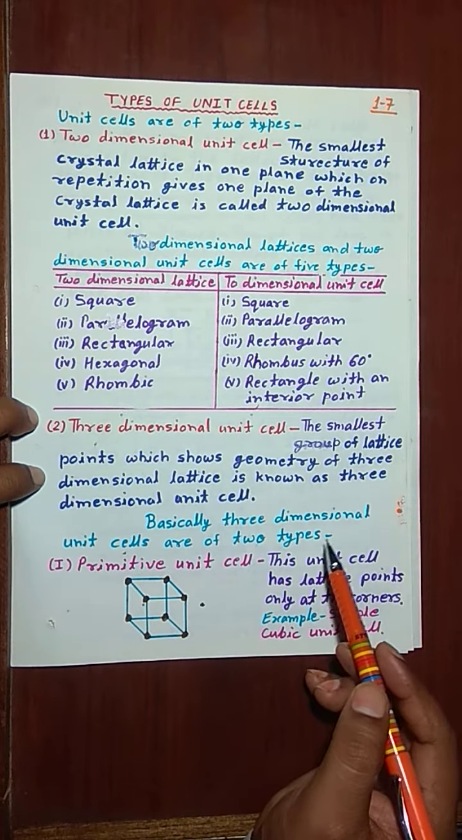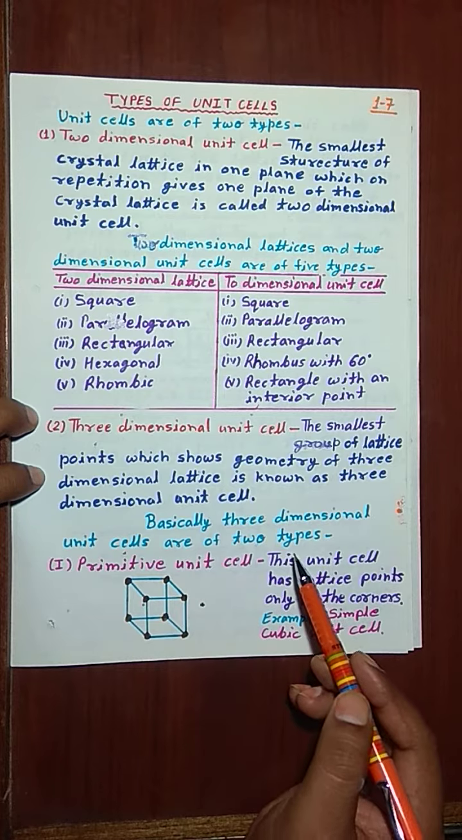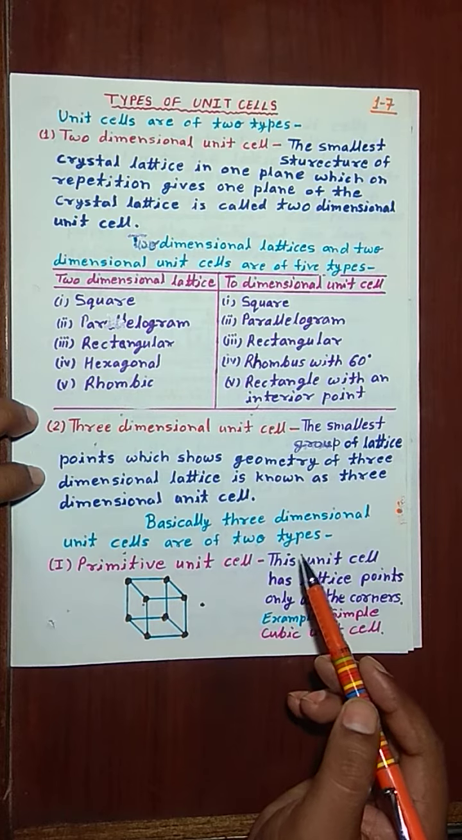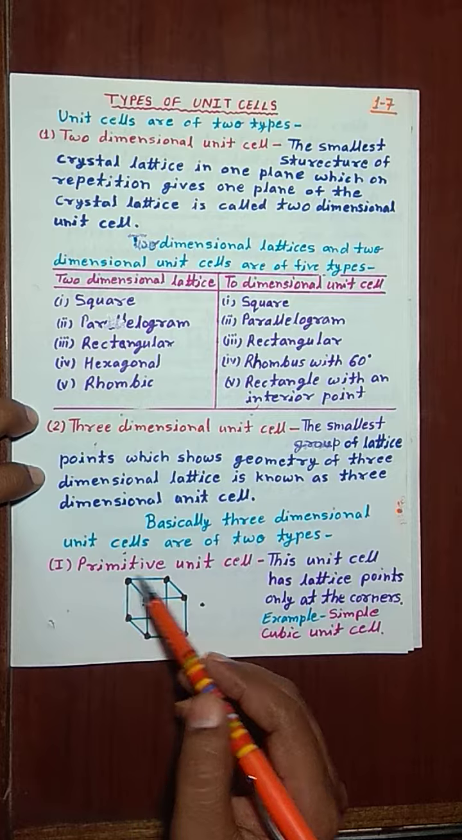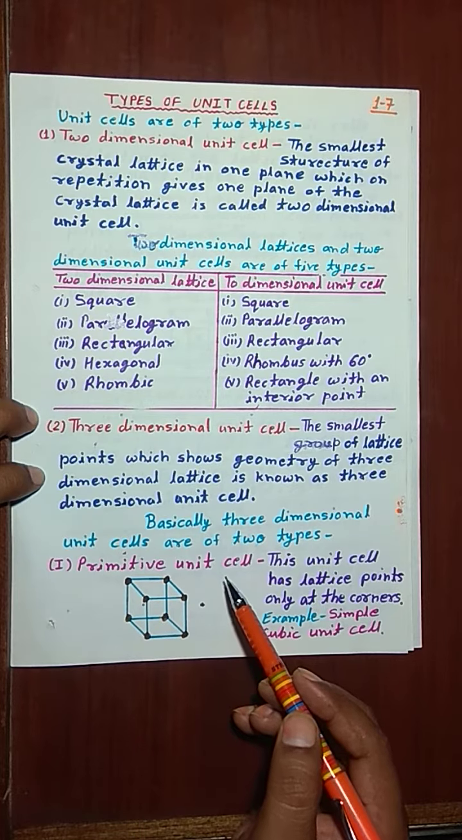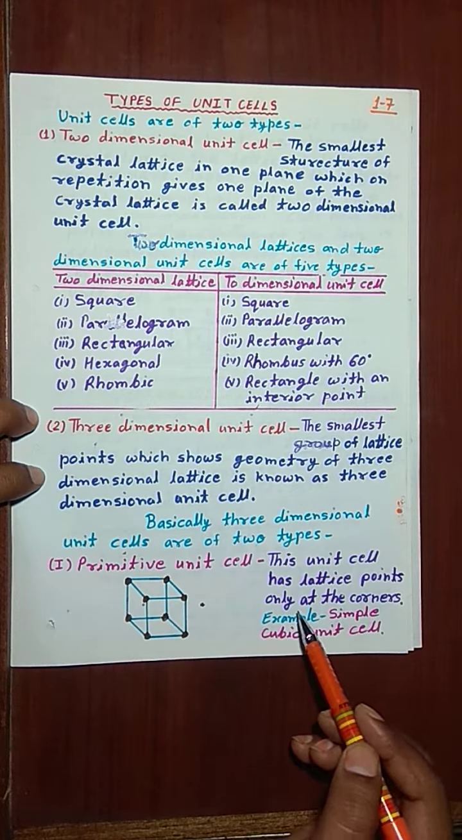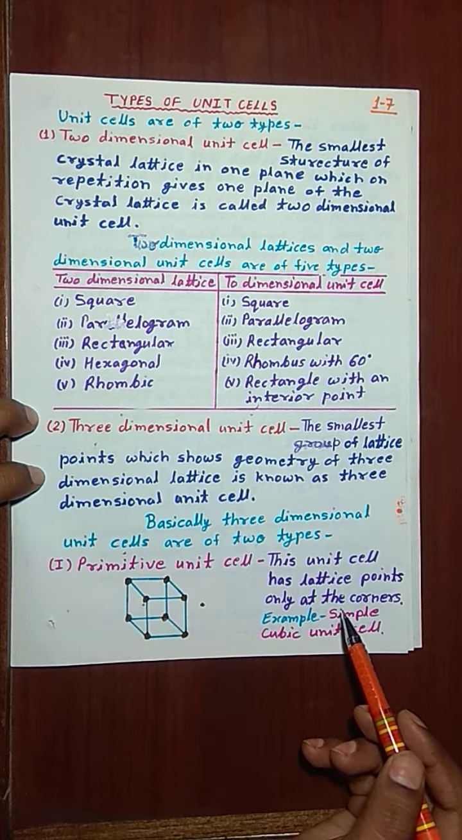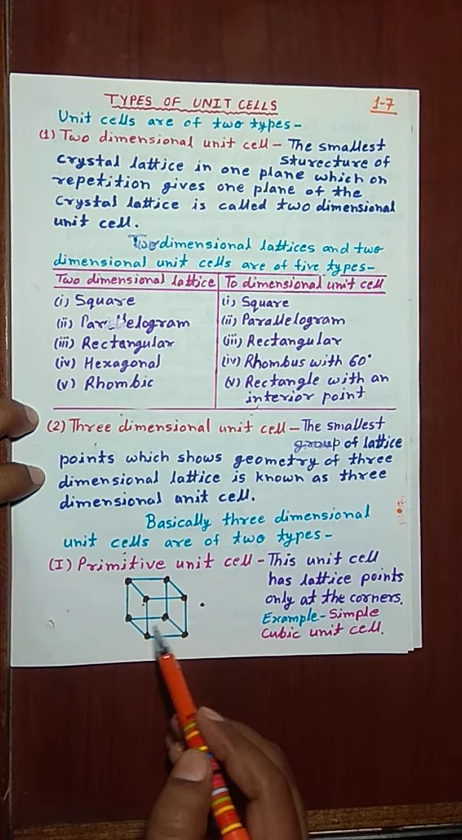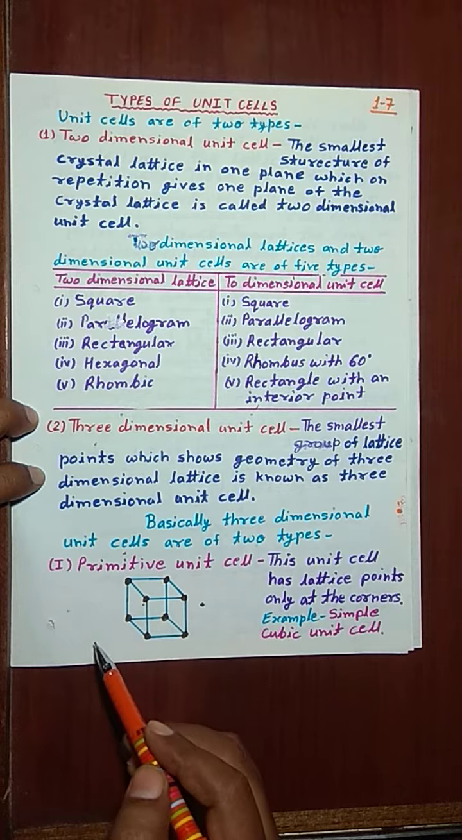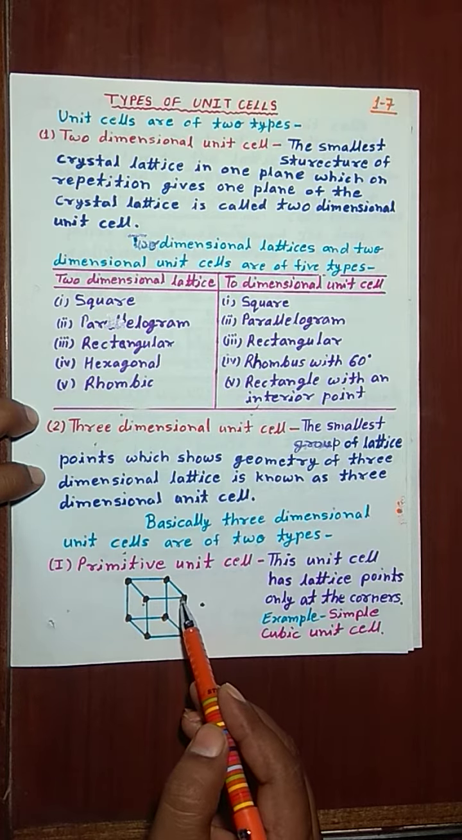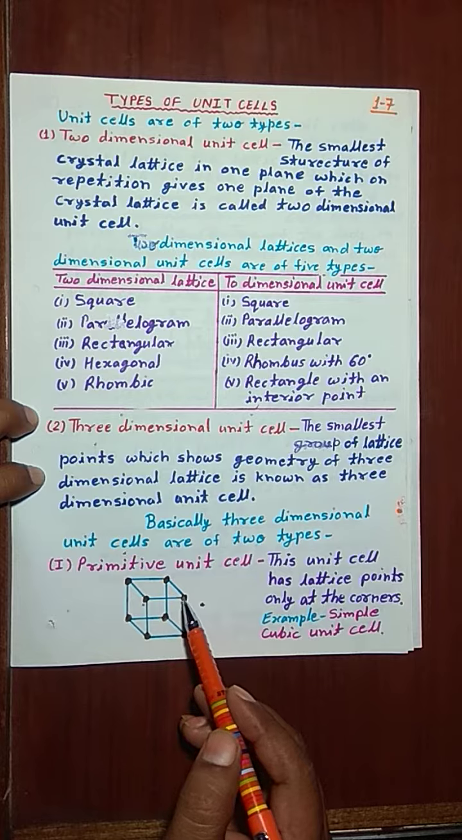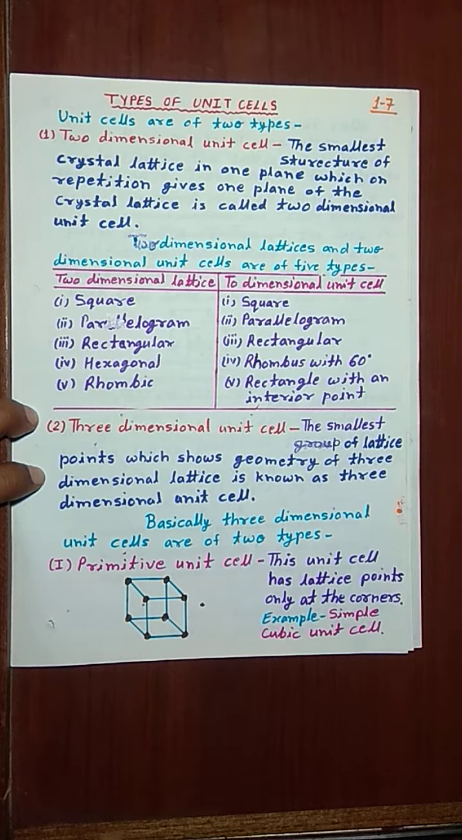Basically, three-dimensional unit cells are of two types, correct? First is primitive unit cell. Primitive unit cell has lattice points only at the corners, like a simple cubic unit cell. Constituent particles or lattice points are only at the corners.